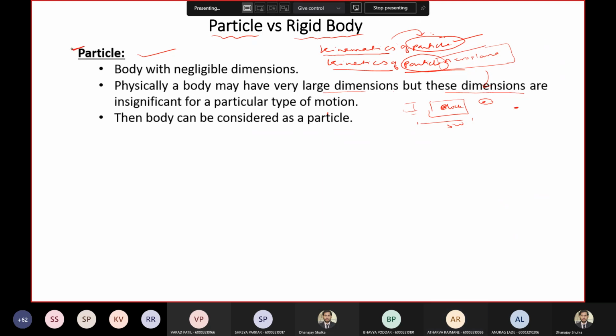That particular thing will be true only if I am treating this as a point, and because of treating it as a point, there will be no effect on its motion parameters, like velocity, displacement, etc. They will not be affected. Okay, got it.